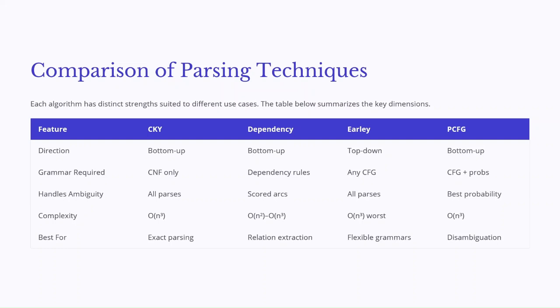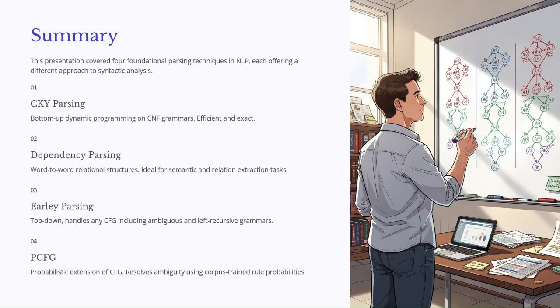For complexity, almost everything is the same. Earley processing, in the worst case, is order of n cubed, otherwise it is order of n. So basically, the Earley parser is good in terms of complexity. It is best for exact parsing, relation extraction, flexible grammars, and disambiguation. So the summary from this presentation is that you have learned the introductory part of CKY parsing, dependency parsing, Earley parsing, and PCFG.